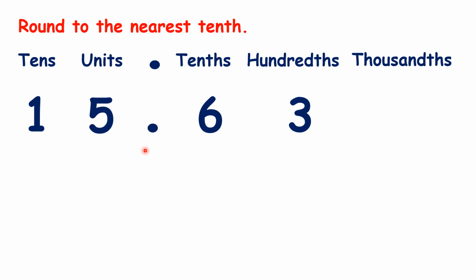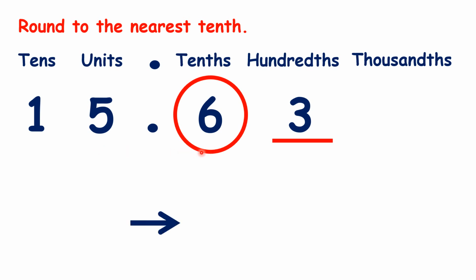So what is 15.63 rounded to the nearest tenth? Well, we find our place, look next door, and because it's a 3, we know that we're rounding down, so our tenth digit will stay the same. So 15.63 to the nearest tenth rounds to 15.6.